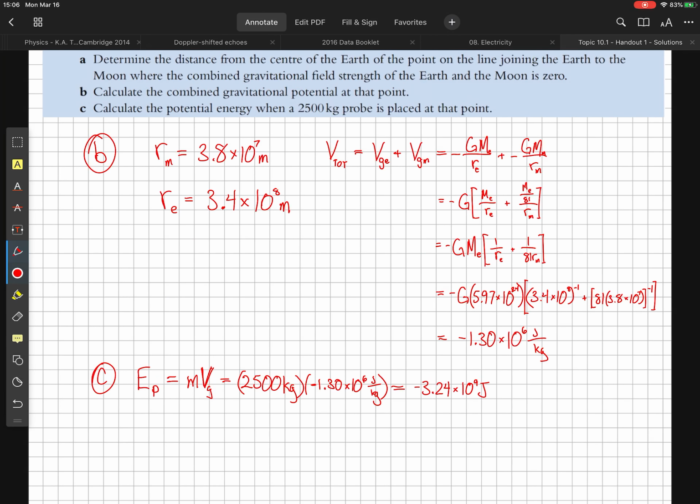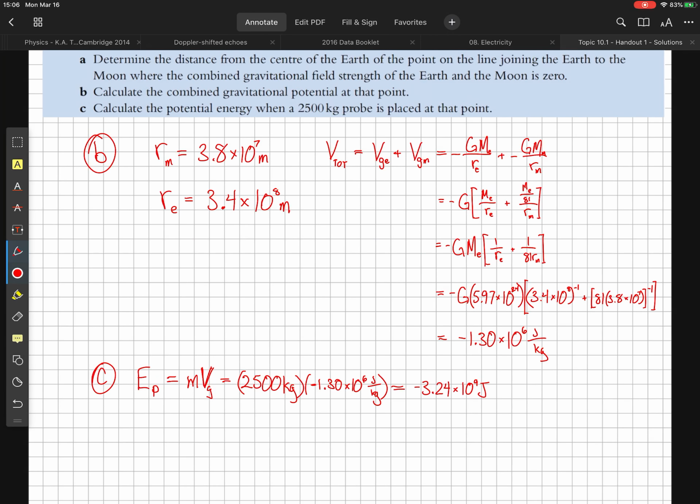Your book has split this into 2 steps as well, where they calculate the change in gravitational potential. You can do it separately or you can do it all at once. It's probably a bit faster in this case to do it all at once. So there you go. 6.5 times 10 to the 13 joules will be the correct answer. 10.5, fairly straightforward.